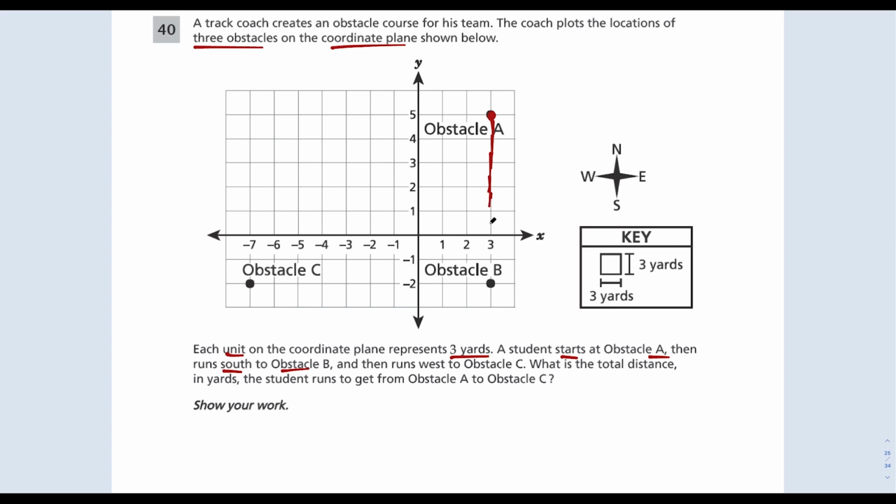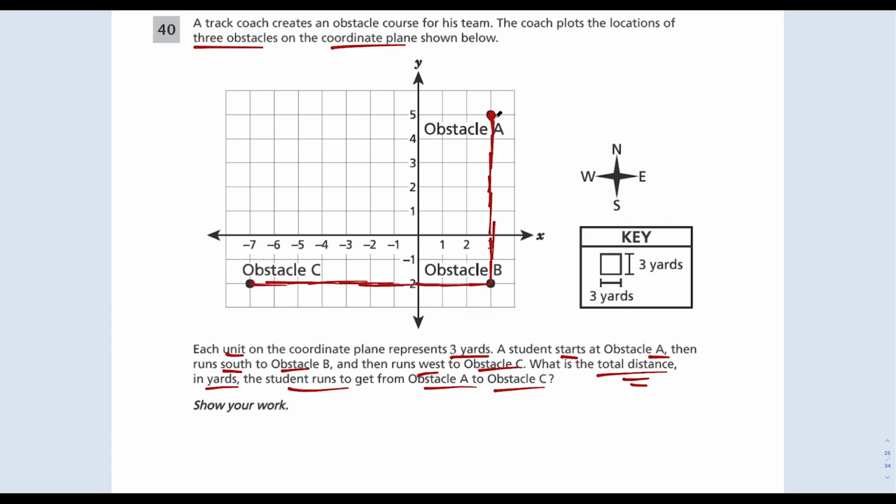So they're going here. And then after they get to obstacle B, they go west to obstacle C. So then they're going here. So I know I'm drawing it from going left to right, but they're going from obstacle B this way to obstacle C. And we want to know what is the total distance in yards that the student runs to get from A to C.